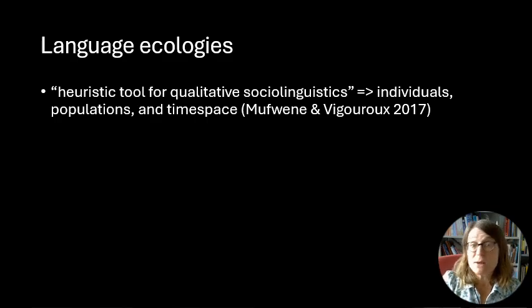Okay, so looking at multilingualism with this perspective of language ecologies can be helpful to understand qualitative social linguistics, and notably the influence of individuals, the influence of populations, and the influence of time and space in shaping these multilingual situations.